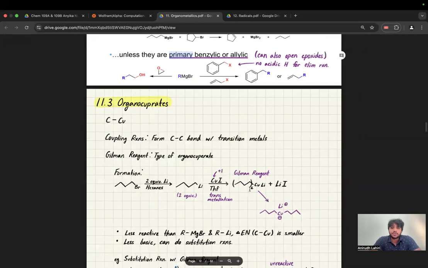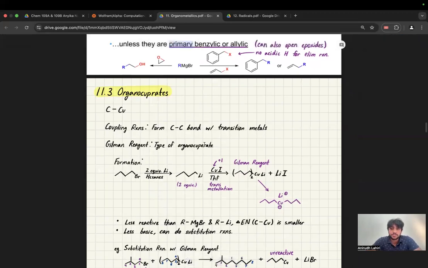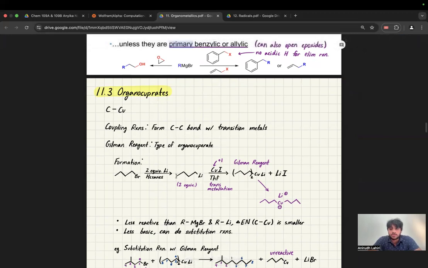Okay, organocuprates, they're a coupling reaction. They form carbon-carbon bonds with transition metals. Gilman reagent is a type of organocuprate. This is the particular organocuprate that you will be using within the context of this class. The way you prepare it: 2 equivalents of RLi in hexanes, a nonpolar solvent, then CuI in THF, transmetallation. So this is basically installing a metal between these two. And now we have R2CuLi, the Gilman reagent.